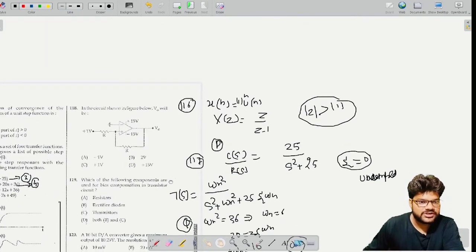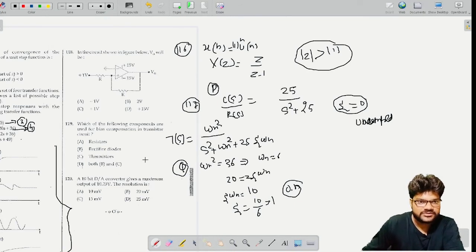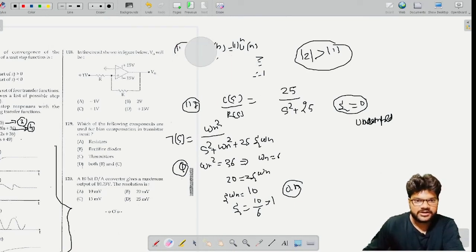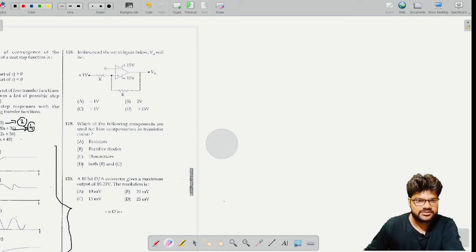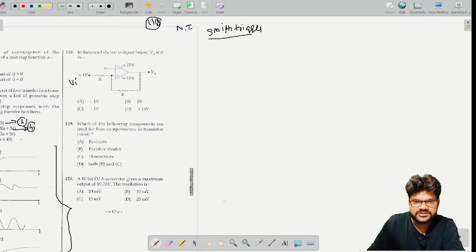So let's go to next question number 118. This question is again from analog circuit. So the question is, we have to find out V output, okay. So let us see, this is our V input 1 volt, and positive feedback is there, and input is given. So this is Schmitt trigger, and that too input is given at positive terminal, so that is non-inverting. So non-inverting Schmitt trigger, let us see.